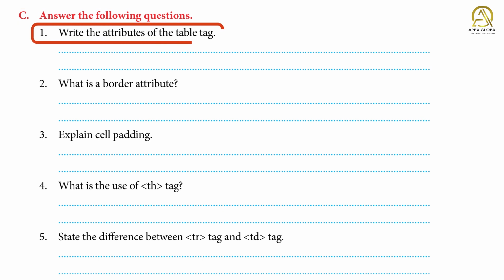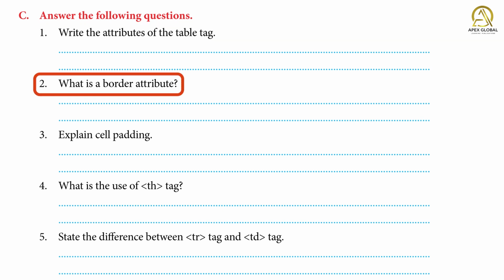C. Answer the following questions. 1. Write the attributes of the table tag. Answer: attributes of the table tag. 1. Border. 2. Height and width attribute. 3. Cellpadding. 4. Colspan. 5. Rowspan. 2. What is a border attribute? Answer: a border can be specified using the table tag border attribute.